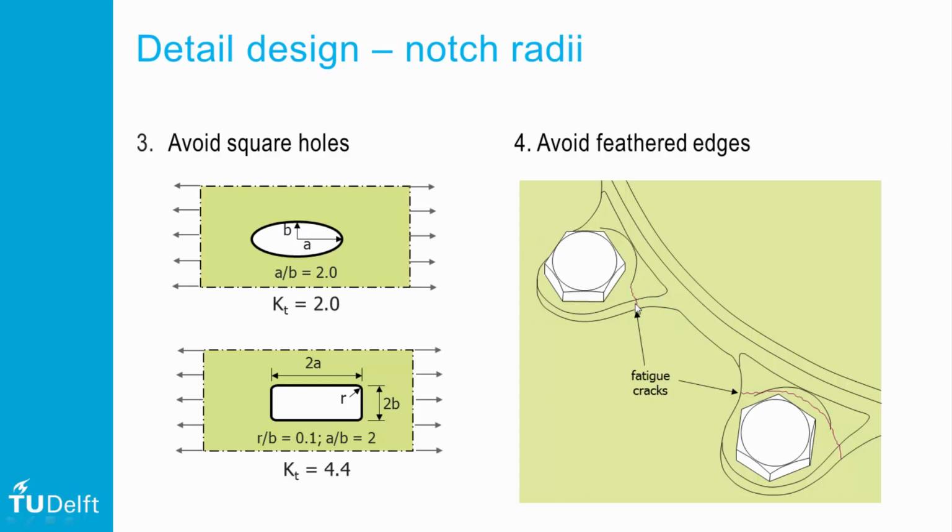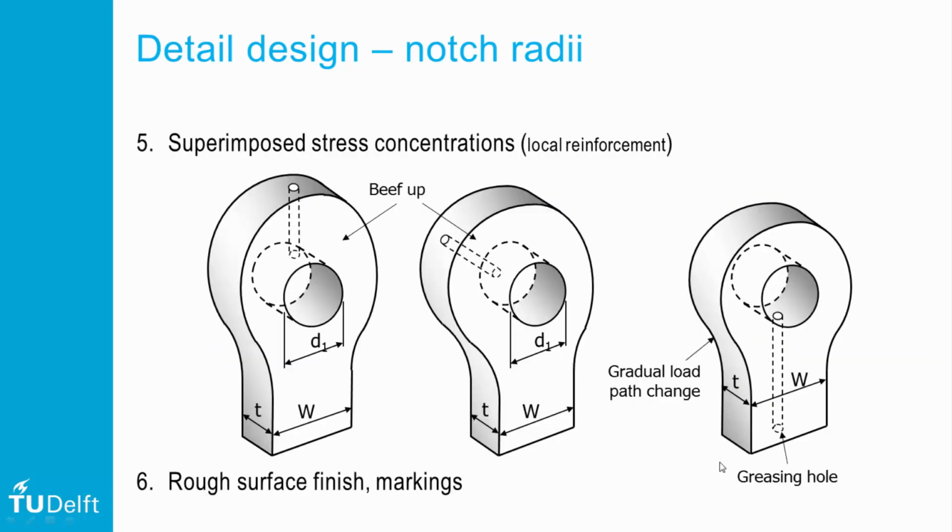The local load introduction by bolts is transferred into the component, which in combination with the radii imposes a big stress concentration factor. Instead, one should consider a continuous ring, avoiding these radii. Fifth, avoid superposition of stress concentrations.